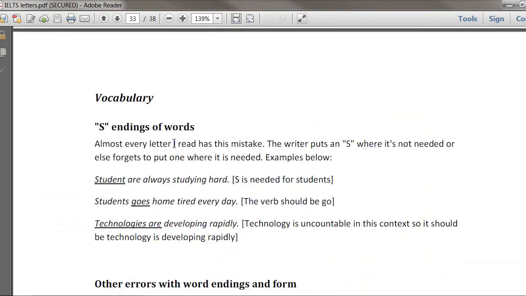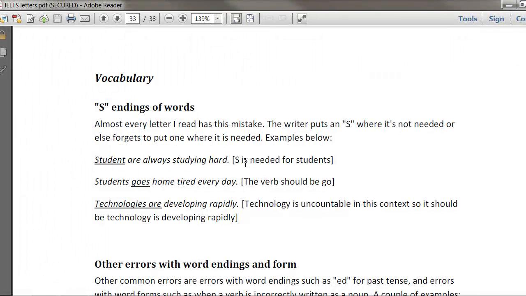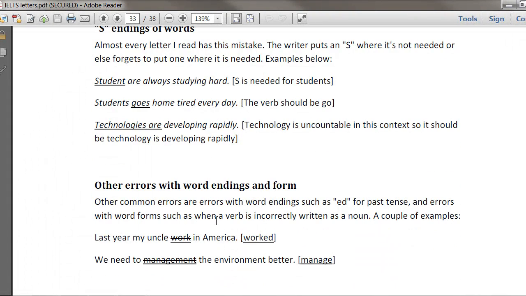Vocabulary. This could affect your vocabulary. It could affect your score for grammar, but be careful about S endings. These are really common. And also be careful about getting the right forms of words. Manage and management. "We need to management the environment better." We need to manage it better.